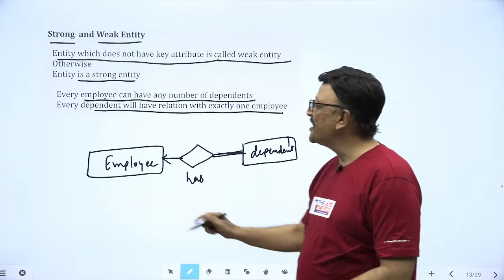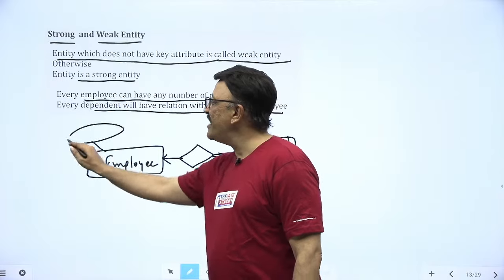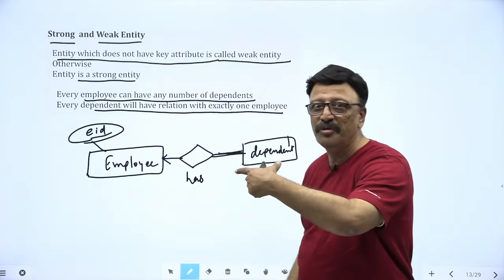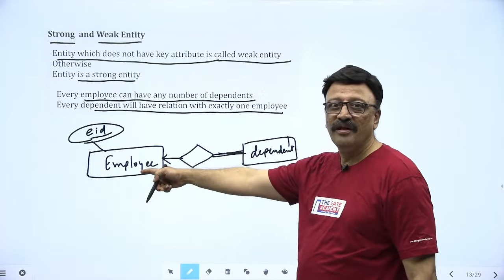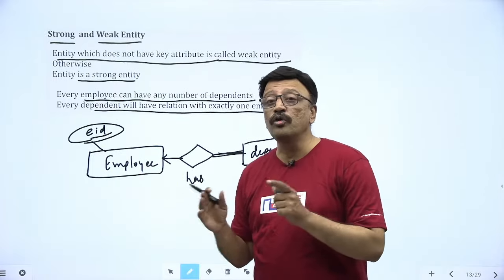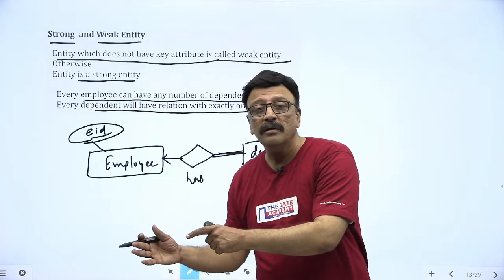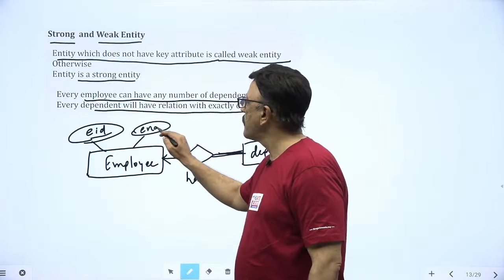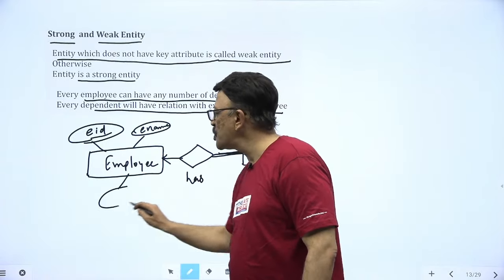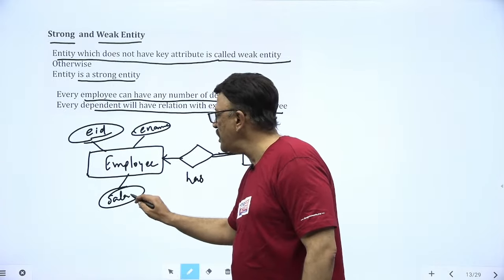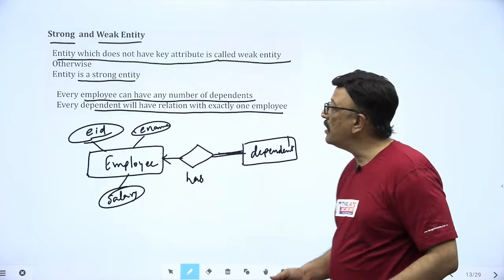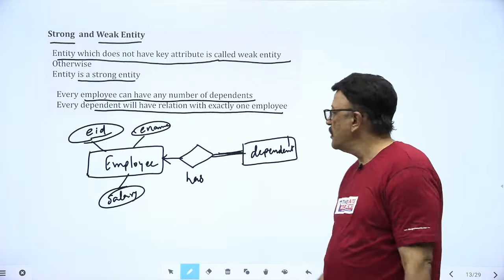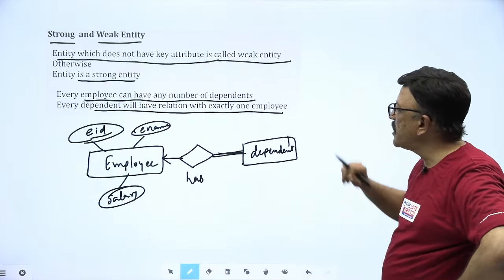Now think about the attributes. Every employee will have a unique employee ID. Key attribute, strong entity. So our company has decided to give a unique number to every employee, EID. Then e-name, salary, and so on. Let's not spend time in drawing these attributes. But then what about dependent?